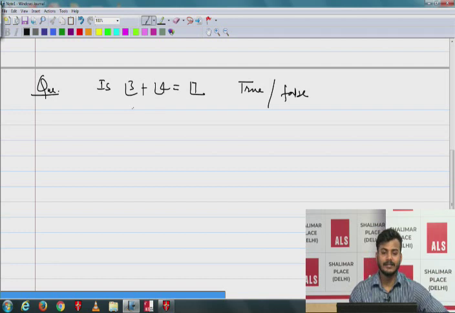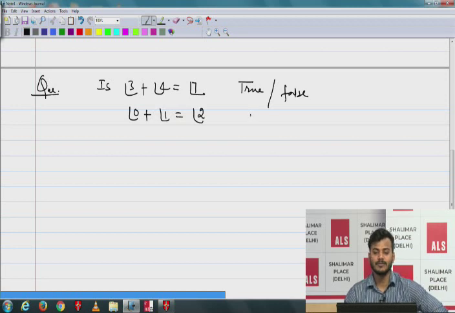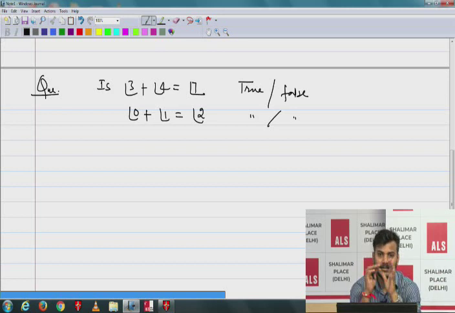Okay. And then again, 0 factorial plus 1 factorial equals 2 factorial. Is it true or false? No, please think about it. What is 3 factorial exactly? What is 4 factorial? Then reply whether it is the same or not.